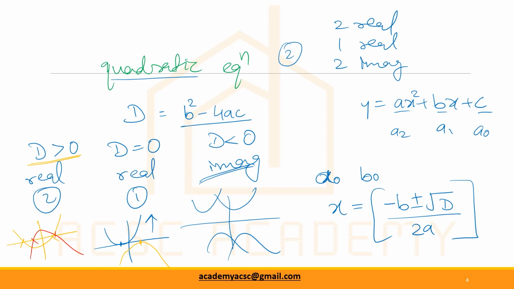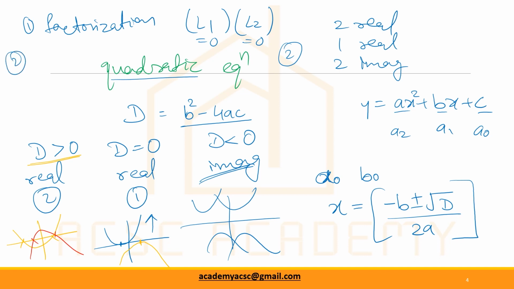There are two methods we have learned in school. First one was the factorization method, in which you can convert a polynomial equation into a product of two linear equations L1 and L2, and then you individually make them 0 and find the roots. But it is not always possible for a quadratic equation to be factorized into two linear equations. So we use this standard technique, the formula method. You might have heard about it. This is the formula that is used for computation.